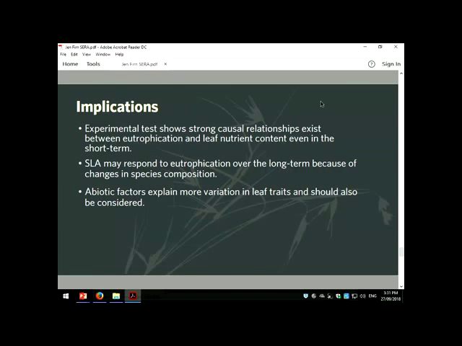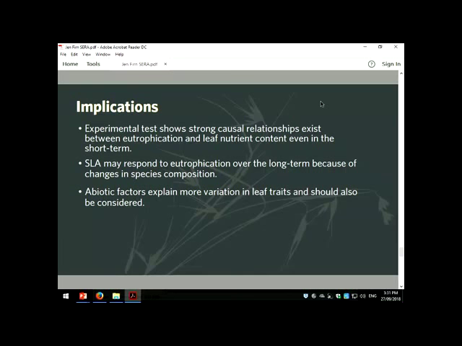So what does this all mean? I think with this first global experimental test, we show that causal relationships do exist between fertilization and leaf nutrient content, even in the short term. This is a short-term experiment, but with specific leaf area, we did not see the response that we thought we would, and potentially it requires a longer time frame, or potentially we need a changeover in species composition.